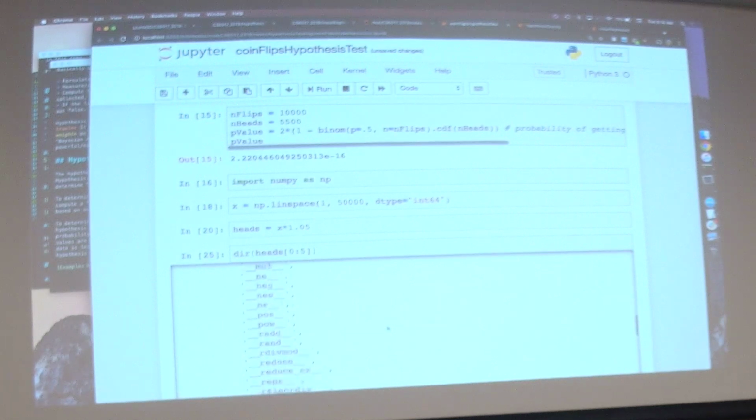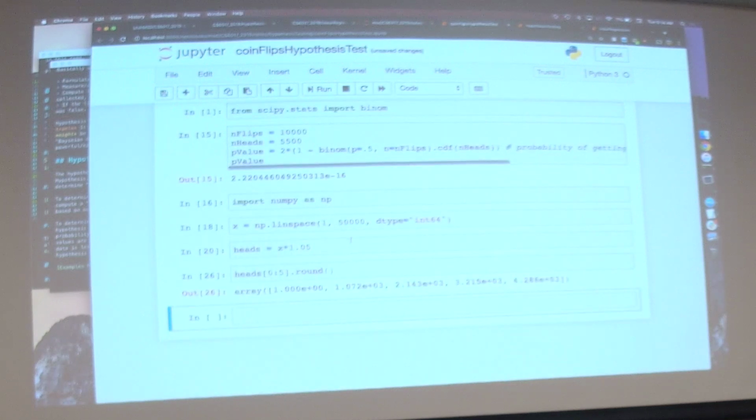And I don't know any of these. There's a real. Real, I think that's for complex numbers. I can round it. Let's try that. Success. So we'll make a new array with ints.